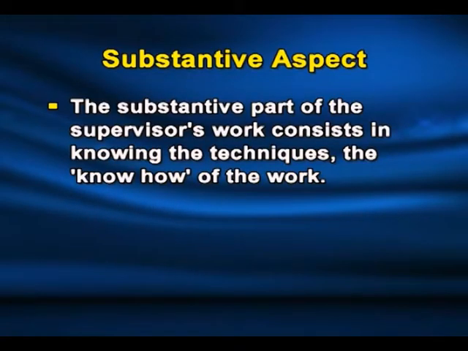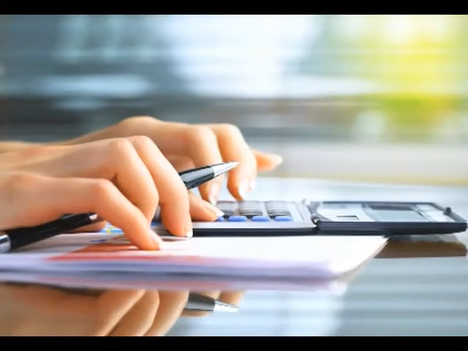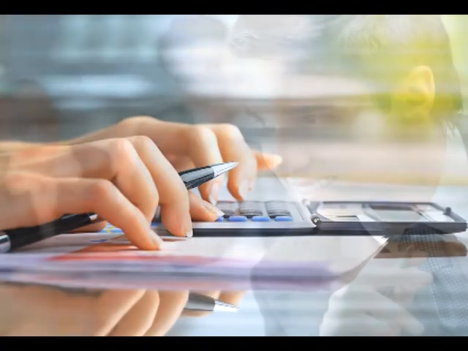Now, what is the substantive aspect? The substantive part of the supervisor's work consists in knowing the techniques, the know-how of the work. He has to plan the work, set standards of quality and quantity of work to be expected, and make specific assignments of duties. But while he must know the work, it is not necessary that he should be an expert in the field. As we ascend higher and higher on the hierarchical ladder, we need in the supervisor lesser and lesser technical skill and more broad vision and general understanding of the program and objectives of the agency.